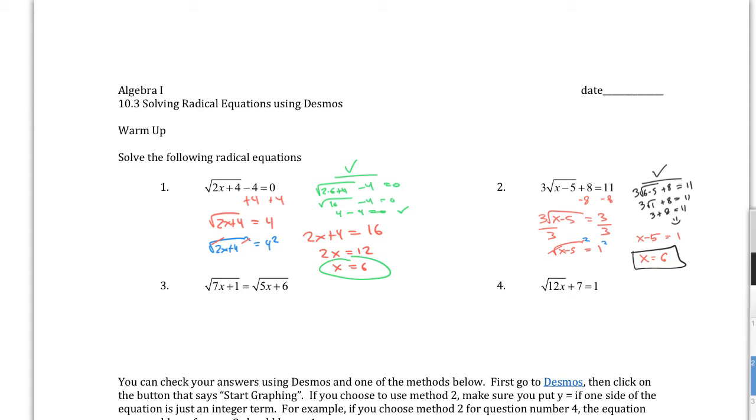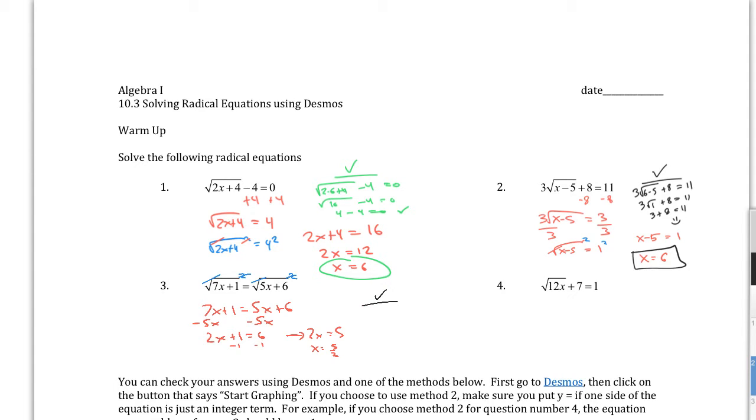For number 3, here I have a square root on both sides, so I can square both sides right away, and that just cancels the square roots out. So this turns into 7x plus 1 equals 5x plus 6. Get your x's together. I'll subtract 5x. I get 2x plus 1 equals 6, and then I'll subtract 1, and we get 2x equals 5. So x equals 5 over 2.